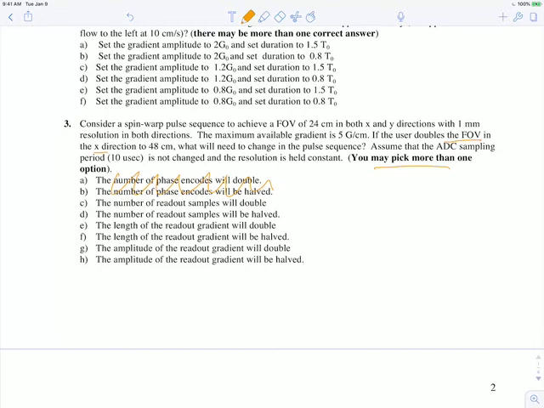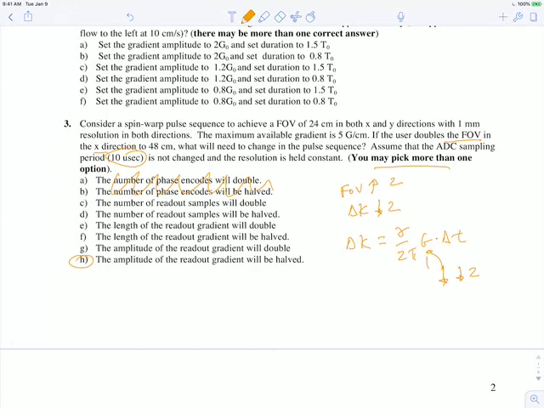The user doubles the FOV, so the FOV goes up, which means delta K must go down. Since delta T is kept the same, we know delta K is gamma over 2 pi times G times delta T for the readout. So delta K goes down, therefore G must go down. This one up by a factor of 2, this one down by a factor of 2, therefore the gradient must go down by a factor of 2. So the amplitude of the gradient will be halved.